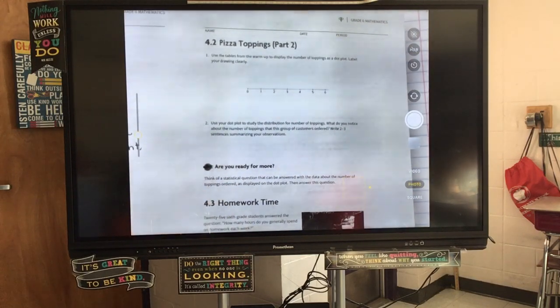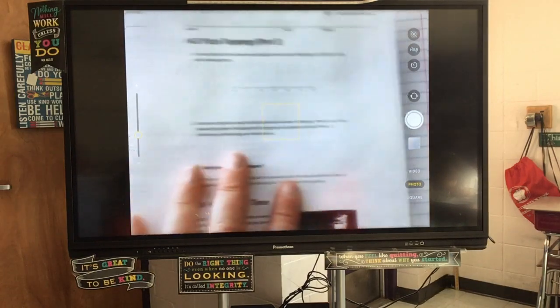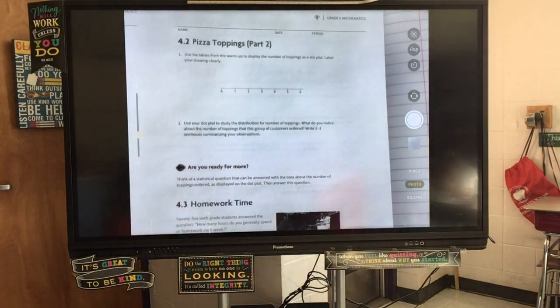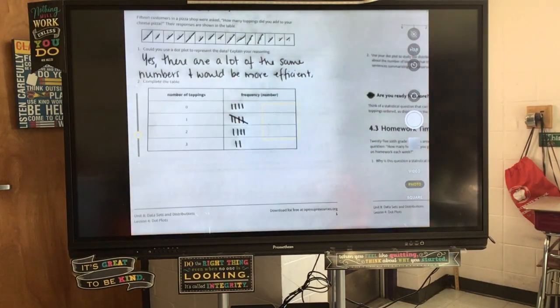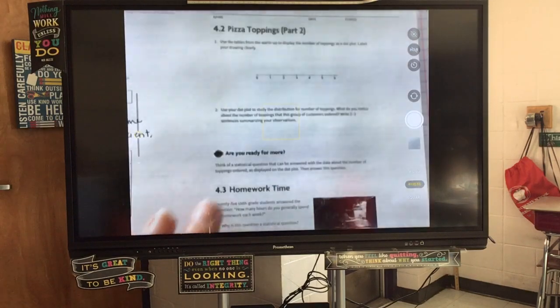It says, use the tables from the warm-up to display the number of toppings as a dot plot. Label your drawing clearly. All right, so you have 0 to 6. How do we go about doing this? Well, you put 4 dots on your zero. So, right, essentially we're just using the number of tallies and those tallies become a dot. Yeah. Okay, so let's go ahead.